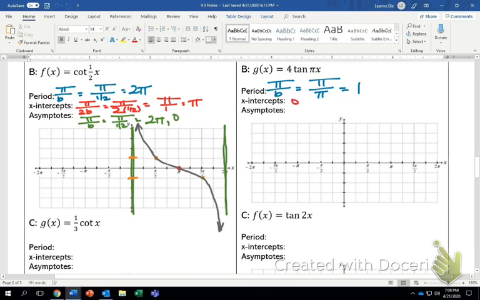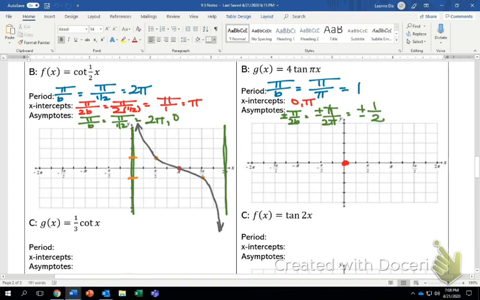All right, our x-intercepts are going to be 0 and pi because we're working with tangent. It's consistent. So I'm going to put my point at 0 because that's typically what it's going to be. My asymptotes are going to be positive or negative pi over 2b, so positive or negative pi over 2 pi, which is positive or negative 1/2.